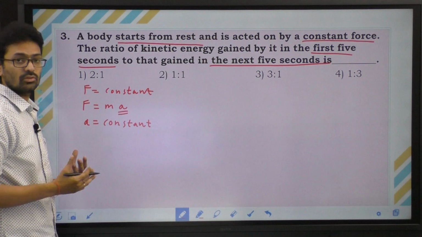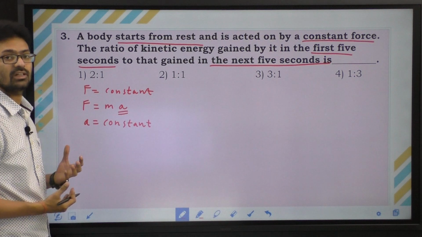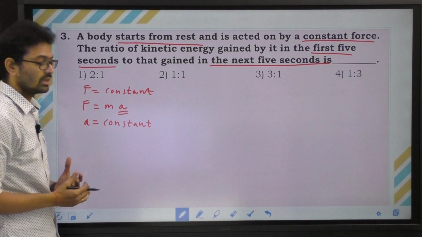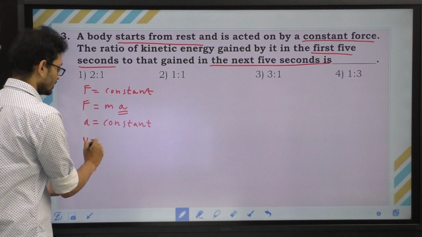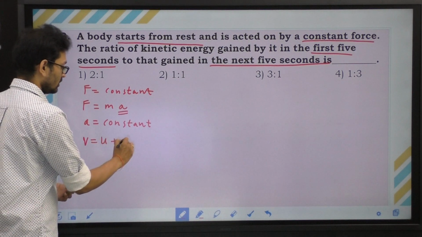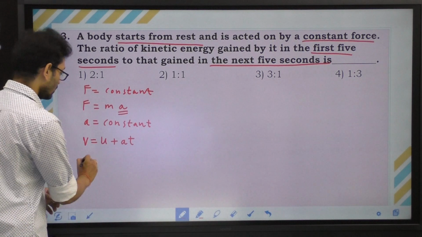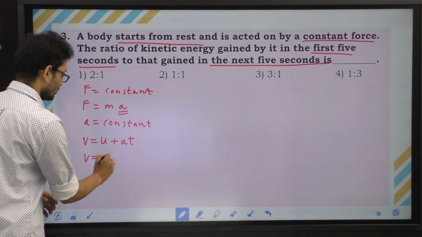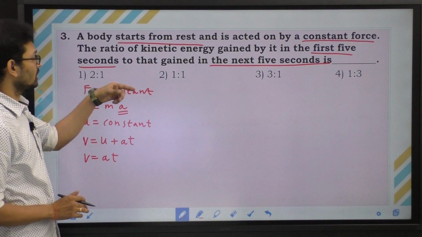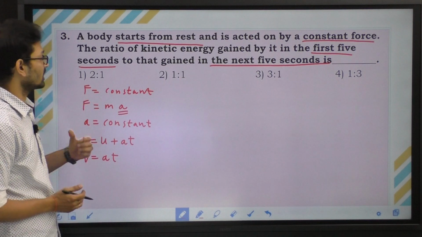So when you notice that A is constant, from the kinematic equations you can find the relation between A and V. As you know, it is starting from rest. Let us apply a kinematic equation: V equals U plus AT. Initial velocity is 0, so V is going to be equal to AT. Now let us substitute this V value into the kinetic energy equation.